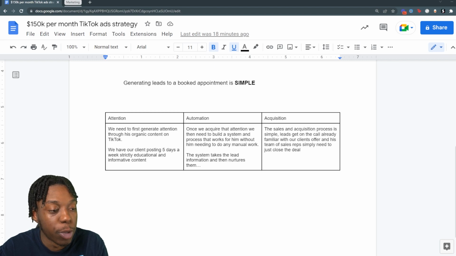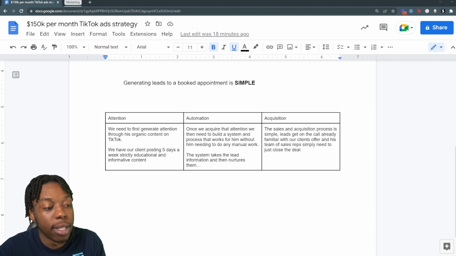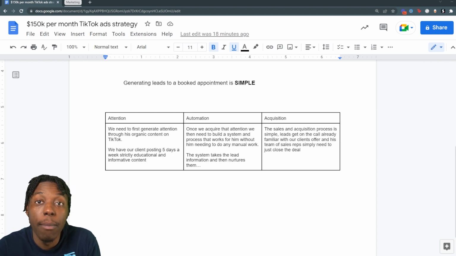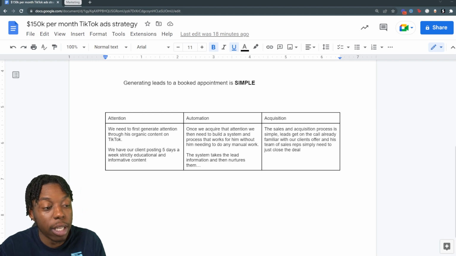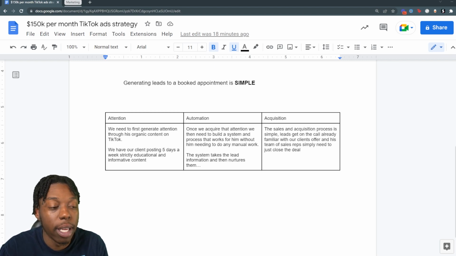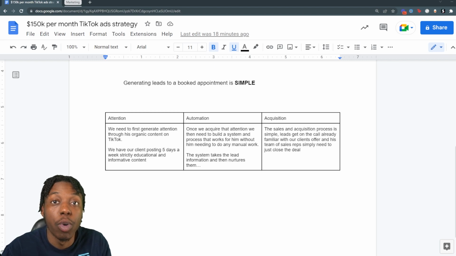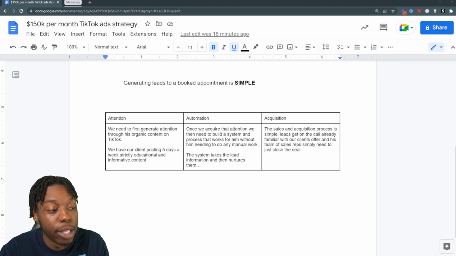Then there's the automation standpoint. Once we acquire attention after a couple of months of consistently posting, we then need to build a system that takes those eyeballs, those leads, and puts them through a system. So we have him using a CRM tool that automates and engages with his leads. They collect the email, the phone number, the contact information, and it takes that lead who saw his content for the first time and brings them into the system where we have more control to follow up with them via text message or email.